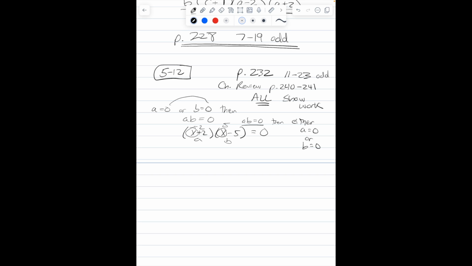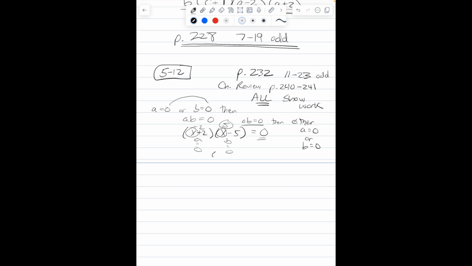We can see that negative 2 plus 2 is 0. And if this were to be 0, then this whole thing would equal 0. Or if this x were 5, then 5 minus 5 is 0. And if this is 0, then the whole thing would equal 0.